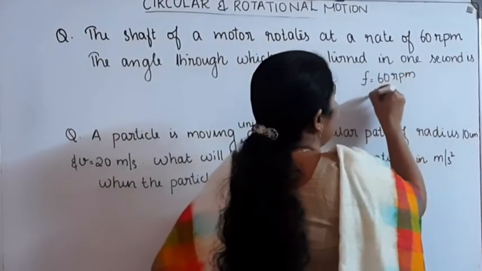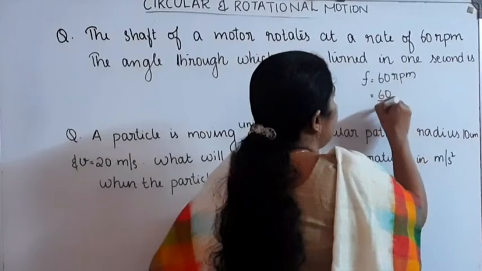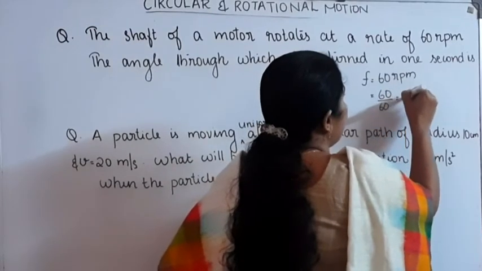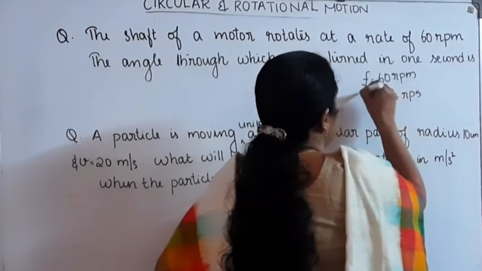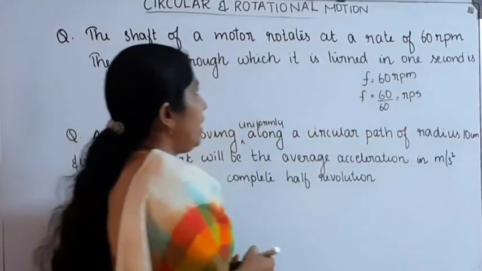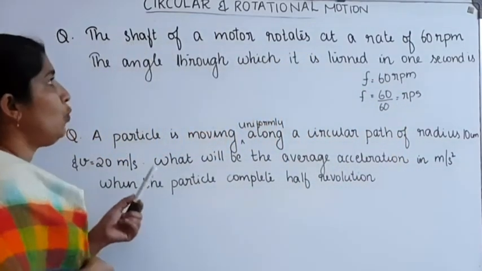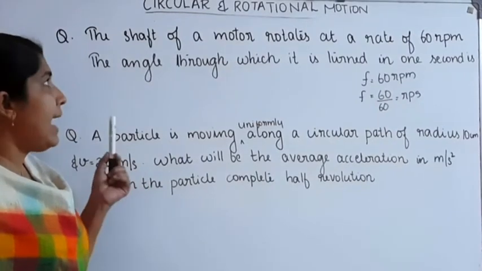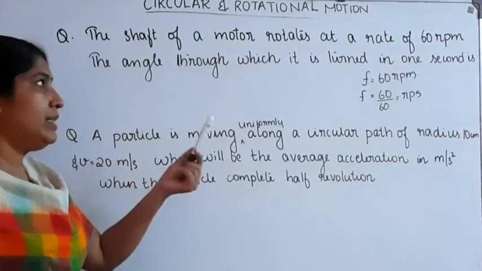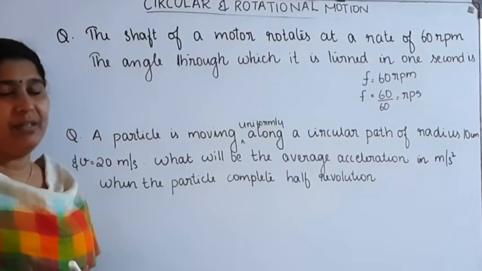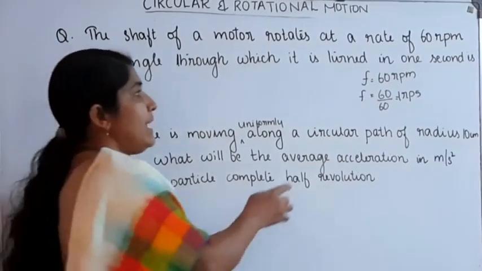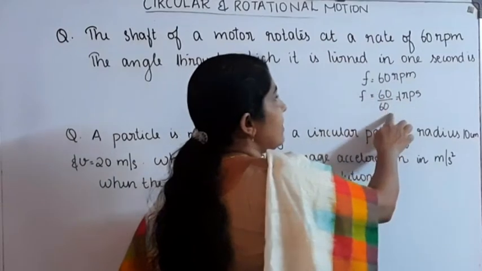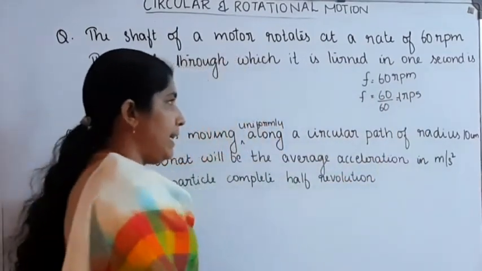That's equal to 60 divided by 60, that is 1 rps. Okay, the question asks: the angle through which it rotates in 1 second. Here the frequency f is equal to 60 by 60, that is equal to 1 rps.